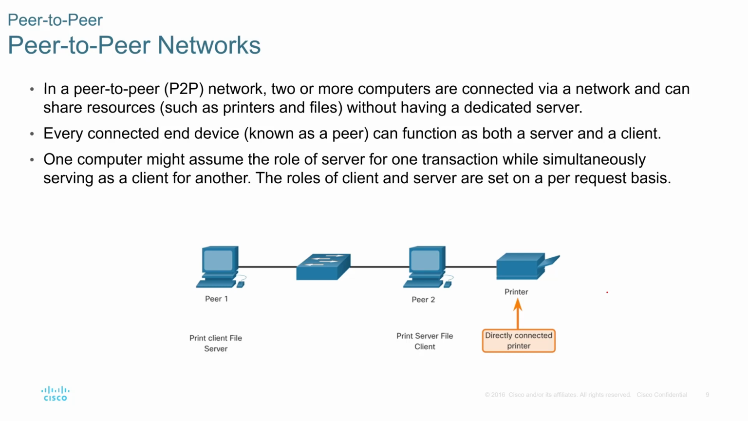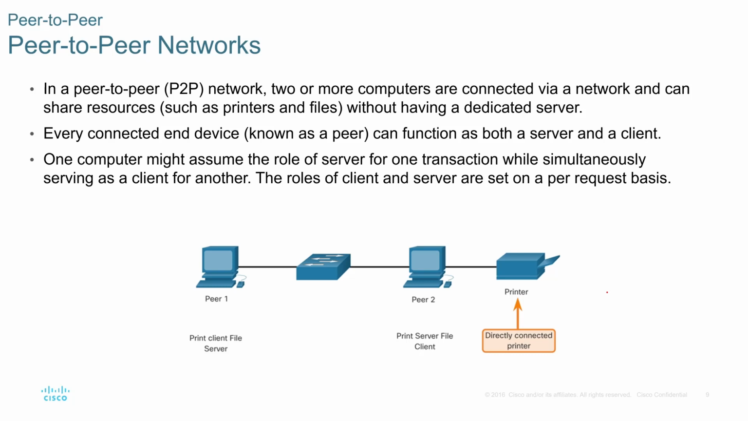In a peer-to-peer or P2P network, two or more computers are connected via a network and can share resources such as printers and files without having a dedicated server. Every connected end device, known as a peer, can function as both a server and a client.